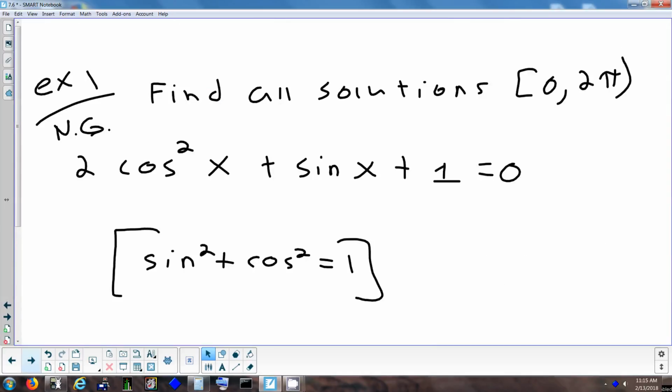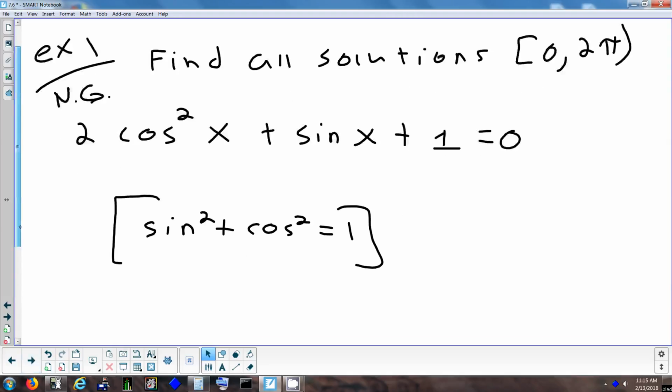So I put on the board an identity from last week. Does anyone remember what group of identities that was in? There was a name for it. Starts with a P, it's one of three. That's a Pythagorean identity.